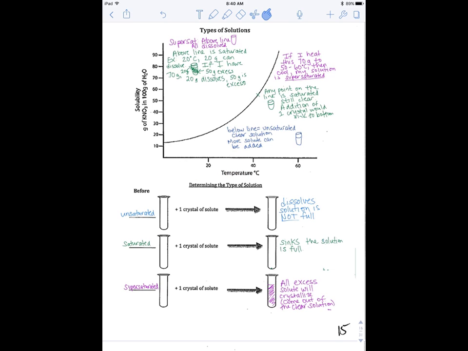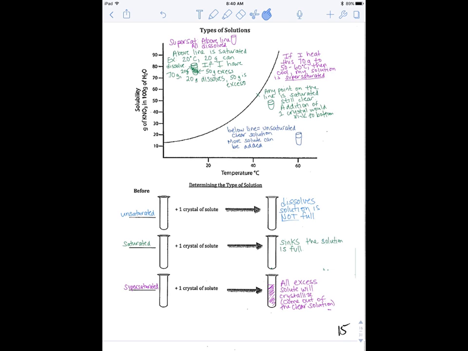So the example that I put here is if we have 70 grams of this fake solid, which has no name, and it's at 20 degrees Celsius, okay, we can dissolve 20 grams, because that is where it meets the line. Now, if I had 70 grams of it, there was going to be 50 grams of excess because I can only dissolve 20. 20 is where 20 degrees Celsius and 20 grams meets the line.